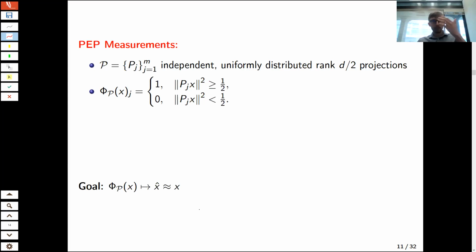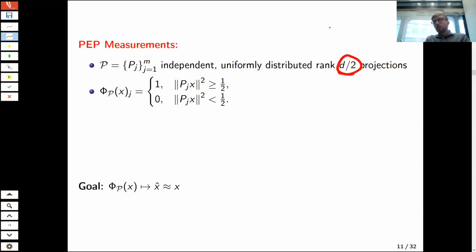This leads me to outline what the measurements look like, to summarize everything so far for PEP. For our projections, we take just a collection of independent, uniformly distributed projections. And here I'm specifying that I want my projections to be rank d over 2, where d is the dimension of the signal.